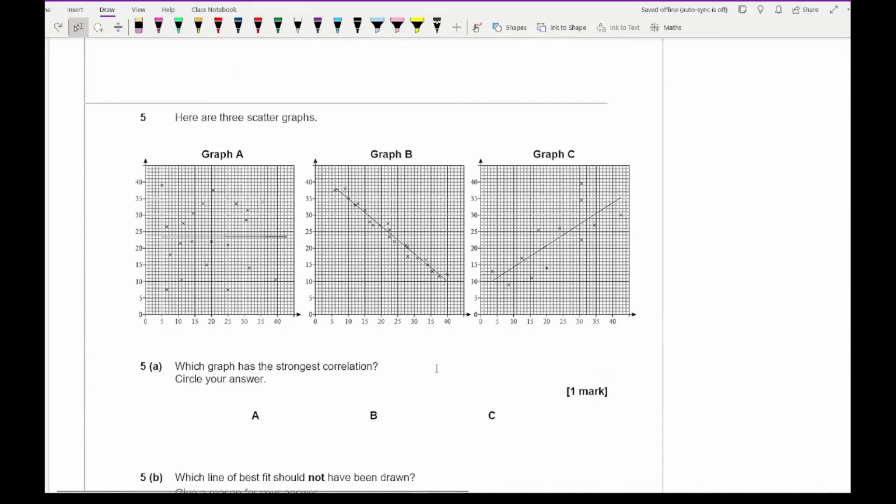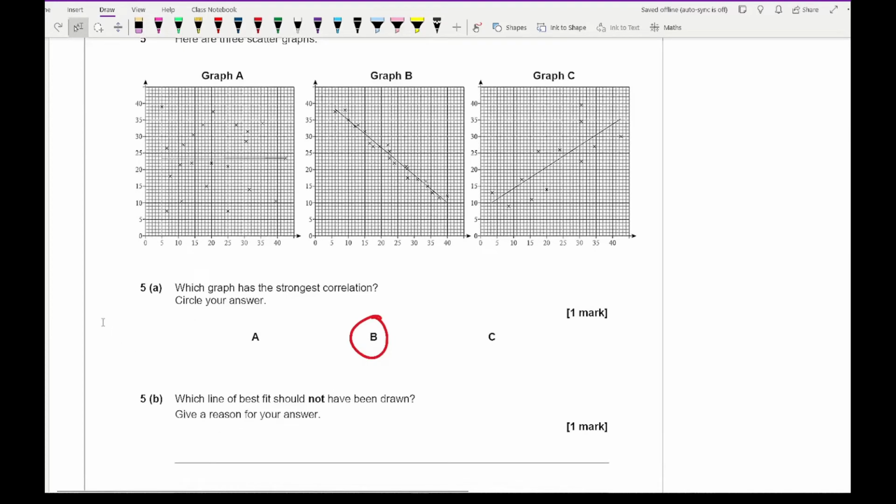It then says here are 3 scatter graphs. Which graph has the strongest correlation? So it's not the strongest positive or the strongest negative. It's a case of which graph, the points in which graph are the points closest to the line, and that's going to be graph B.